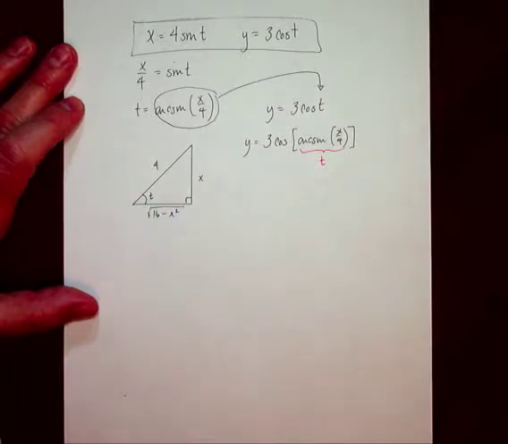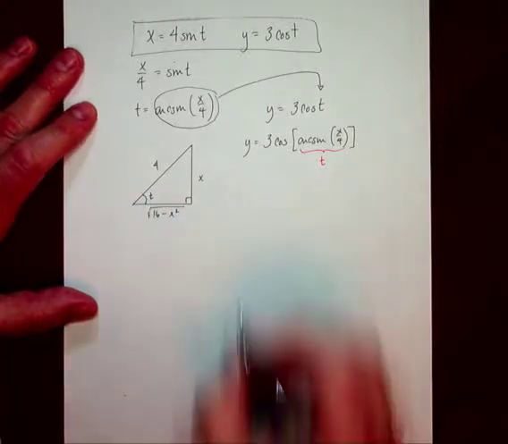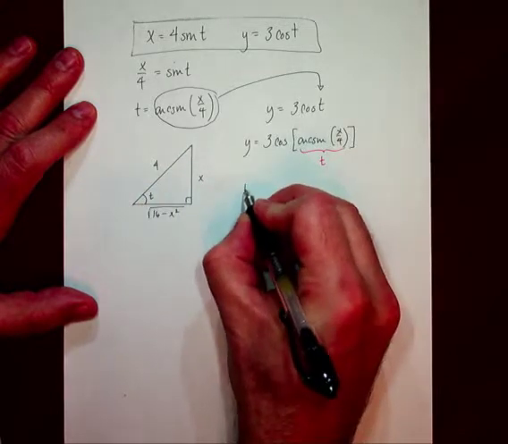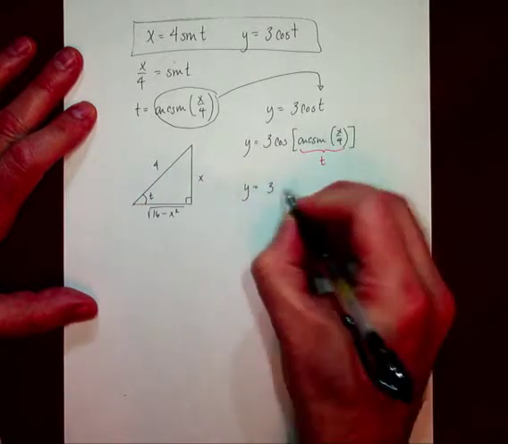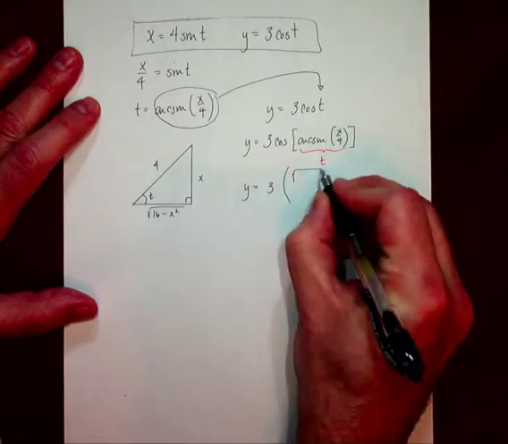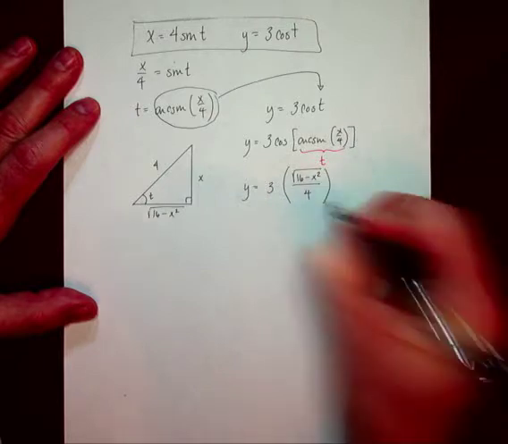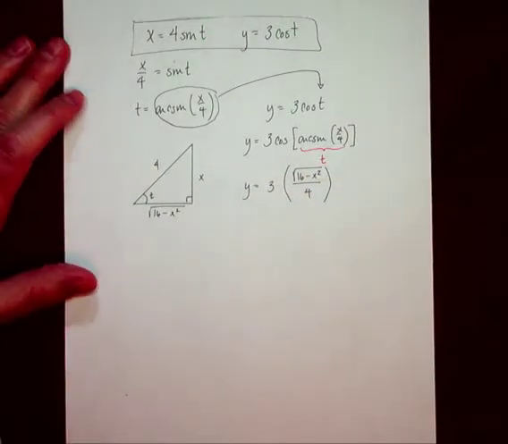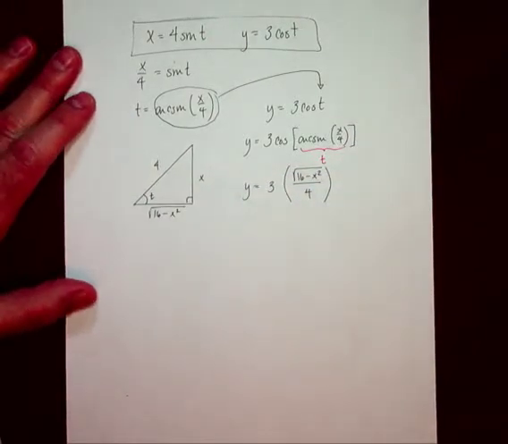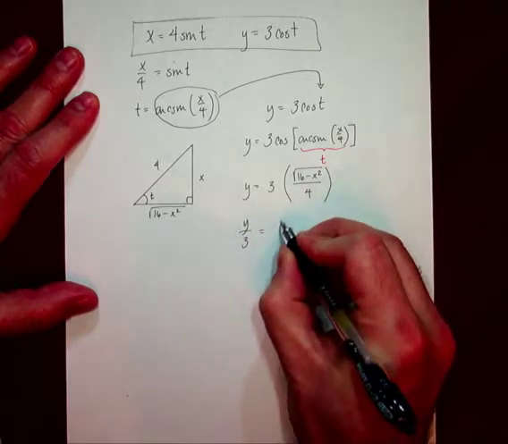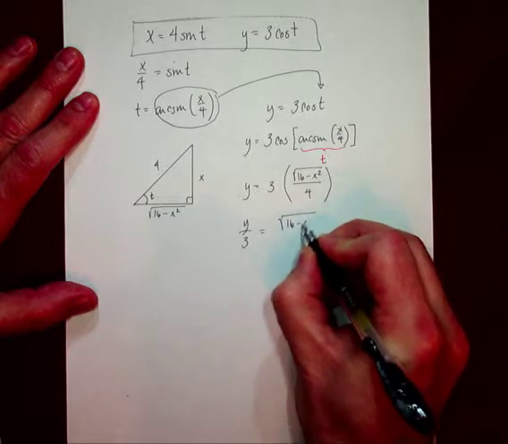Well, what is the cosine of that angle? The cosine of that angle is going to be this radical over 4. So I get y is equal to 3 times the square root of 16 minus x squared, over 4. And you're thinking to yourself, that doesn't look like an ellipse. Well, let's just fiddle with it a little bit. Let's change the form.